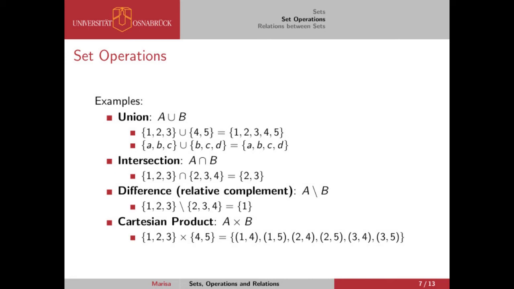For the difference or relative complement, we simply look at each element of the first set and check whether it's also an element of the second set. Only if this is the case, we add this element to the resulting set. In the example case, the 1 only appears in the first set, while the 2 and the 3 are also elements of the second set. The 4 is not important here because it's not part of the first set. For the Cartesian product, you simply need to write down all possible tuples with the first element from the first set and the second element from the second set. If you want to, you can pause the video here and try to really understand the results.